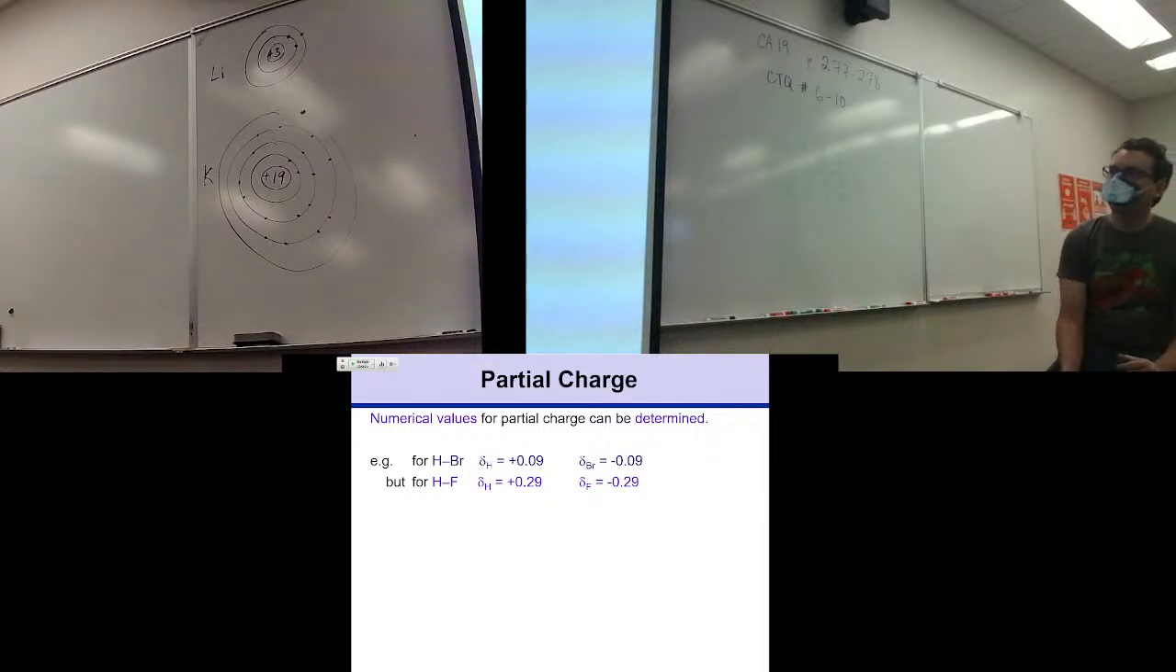But then when we get to HBr, it's a really small amount of charge. So it's just to give you an idea of what those partial charges are. And that's why we just say partial. We don't worry about the actual numbers.